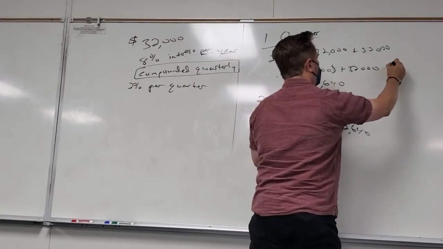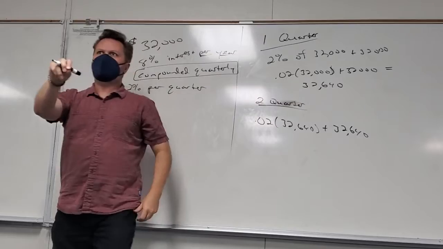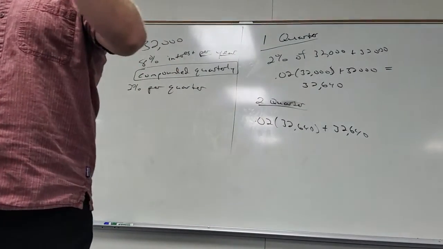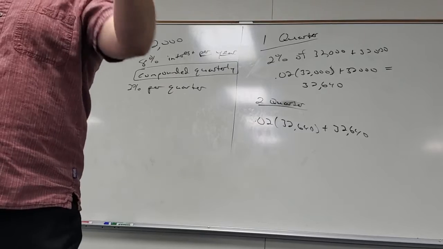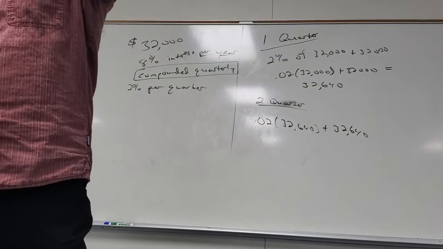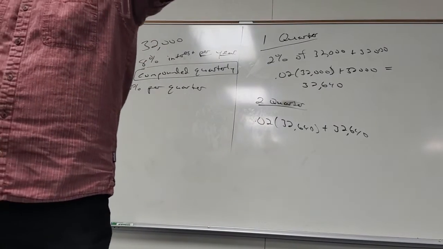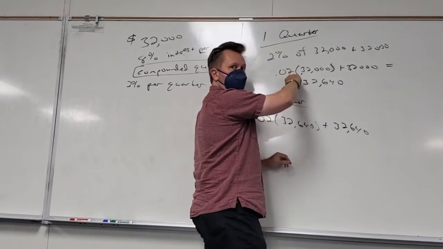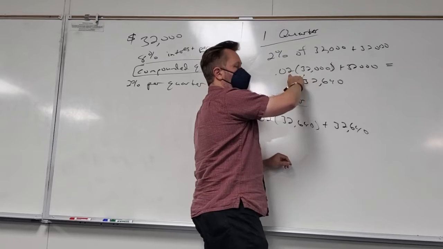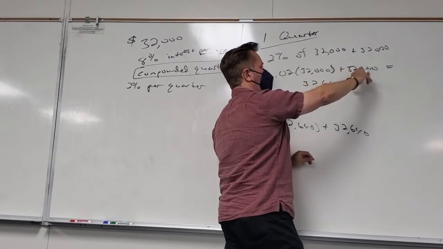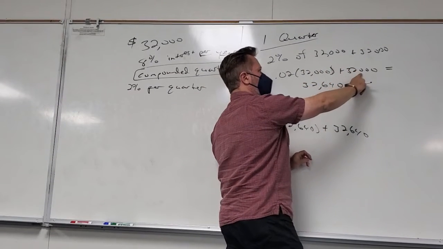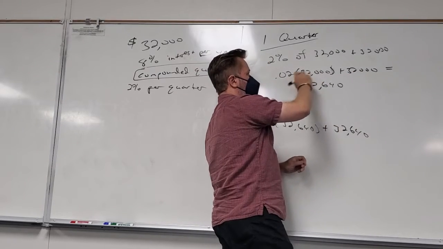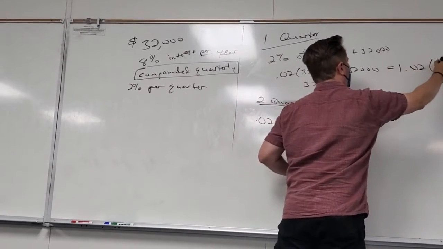Right here. This should seem very familiar. Do you guys remember when we did like a 10% discount, so that was 90% left? That's kind of a shortcut. So if I did a 10% markup, that would be 1.1, right? Well, look at this. This is like a 2% markup. Stay with me now. Isn't this 100% of 32,000? Yeah. Plus 0.02 of 32,000 would be 1.02.